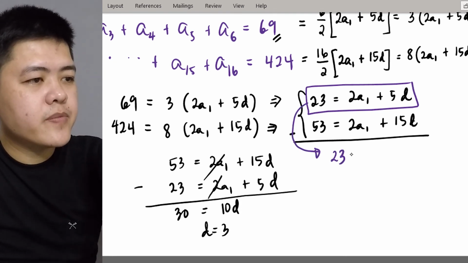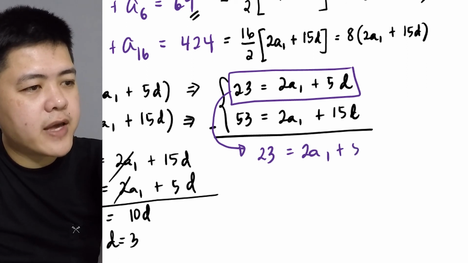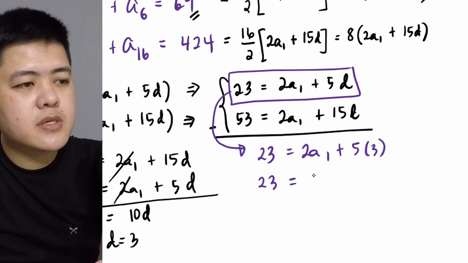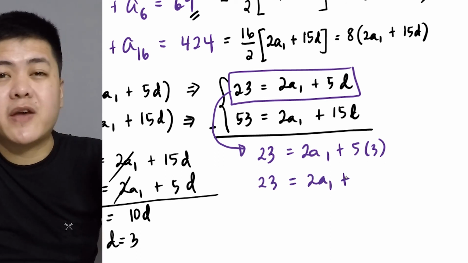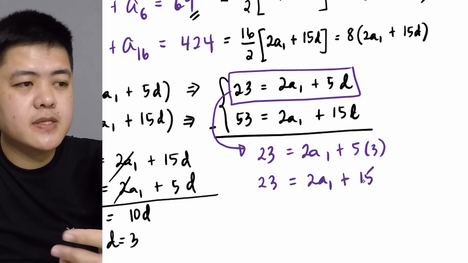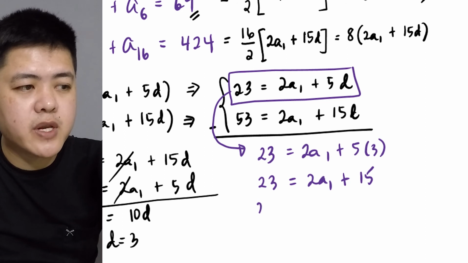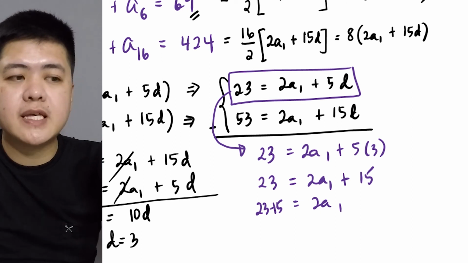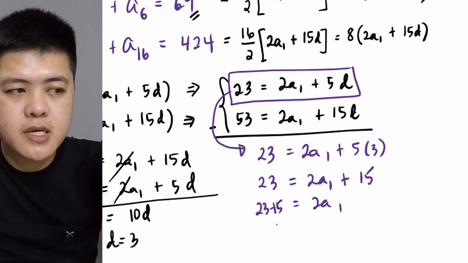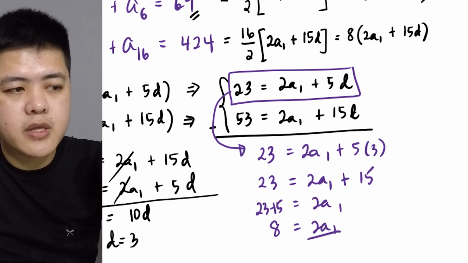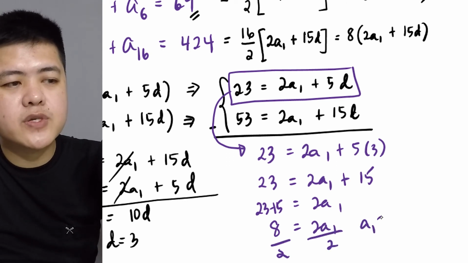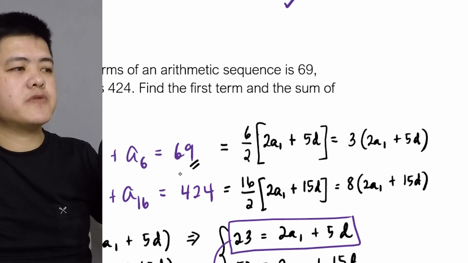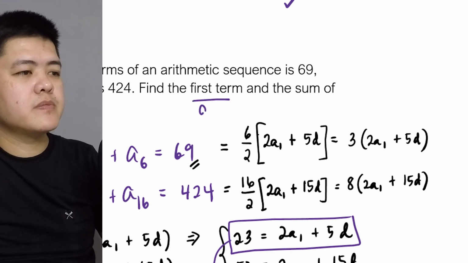We get 23 equals 2a sub 1 plus 5d. We already know d. D is 3. So let's substitute 3. So we'll get 23 equals 2a sub 1 plus 5 times 3, that is 15. And then just put 15 to the other side. We have 23 minus 15 equals 2a sub 1. 23 minus 15, that is 8. Am I correct? Is it 8? Yeah, 8. 2a sub 1 divided by 2, and your first term is 4. So we already solved it. First term equals 4.